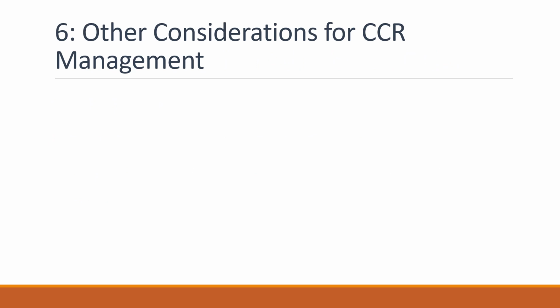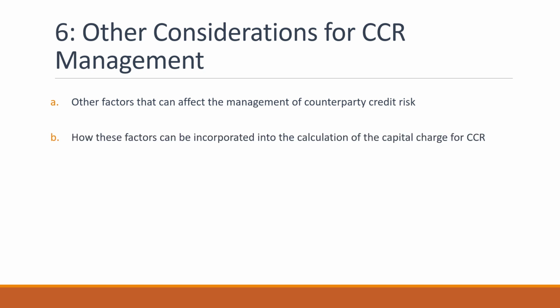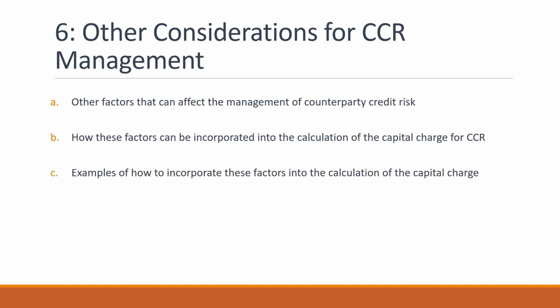Other considerations for CCR management. Other factors that can affect the management of counterparty credit risk include wrong-way risk and concentration risk. Wrong-way risk is the risk that the counterparty's credit quality and the value of the transaction are highly correlated. Concentration risk is the risk that a bank has significant exposure to a single counterparty or a group of related counterparties. Banks must take these factors into account when calculating the capital charge for counterparty credit risk. For example, if a bank has a high concentration of exposure to a single counterparty, it may need to hold additional capital to cover the counterparty credit risk.